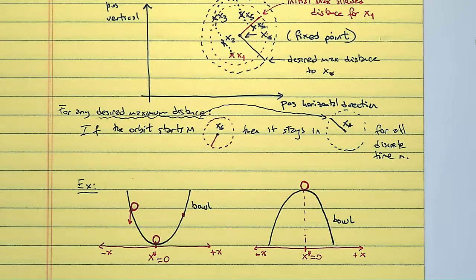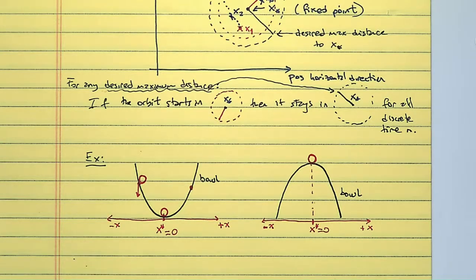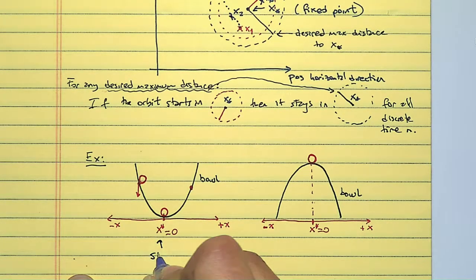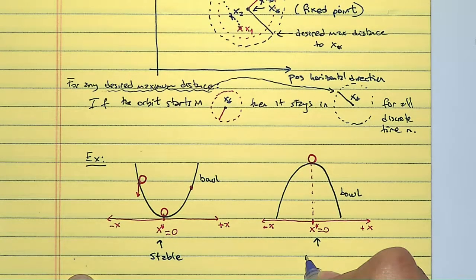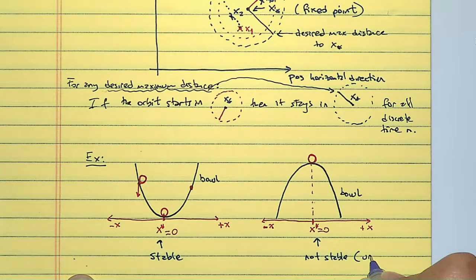But what about this one? I say I'd like to be around this area. Is there a smaller area such that if I start there, I stay in the desired area? It's not, because if you go either way, it slightly falls off. The only red area that I would allow is zero itself. I cannot build more points or elements x1 nearby the fixed point. So with that rather hand-wavy argument, this is what we would expect to be stable, and this will be not stable, or sometimes called unstable.